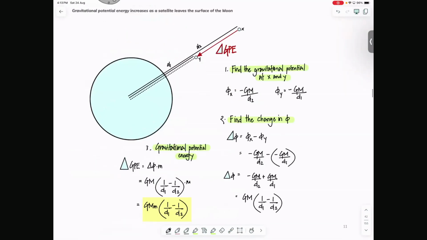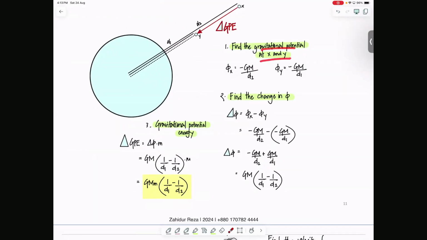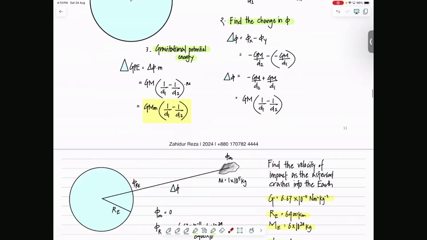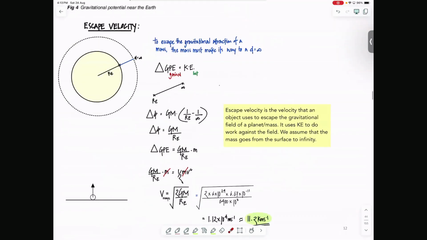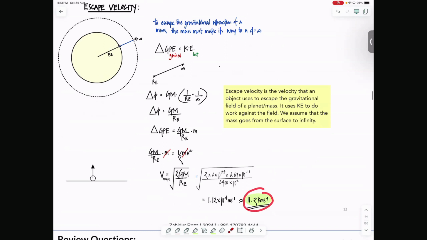So you first find the potential at 2 points, then you find the change in potential, and then you multiply the change in potential with what? Mass. So yeah, that's escape velocity. On our math paper, we found that the escape velocity was what for Earth? 11.2 kilometers per second. So it means that if I take this marker right now and throw it up into the air at 11.2 kilometers per second, it will leave the Earth's gravity and never come back, ever, right?